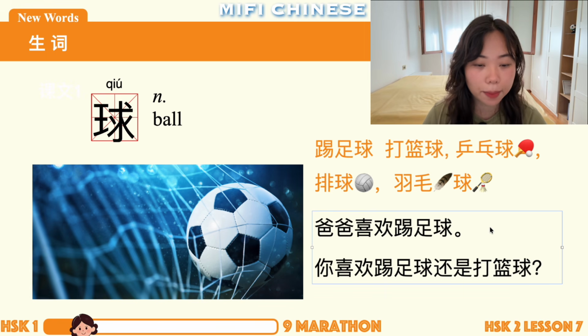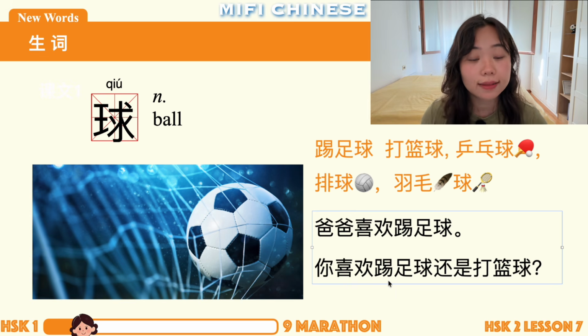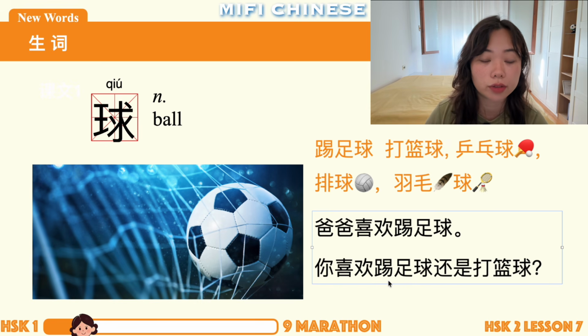Okay. So for example, 爸爸喜欢踢足球. Dad likes to play football. 你喜欢踢足球还是打篮球, right? Pay attention to the verb here. 踢足球 and 打篮球. Two different verbs to say play football and play basketball. Okay.